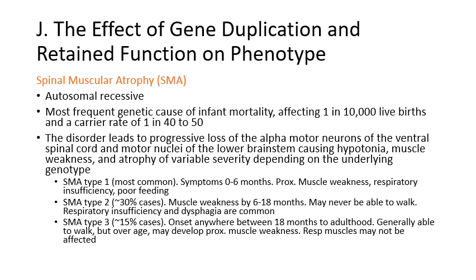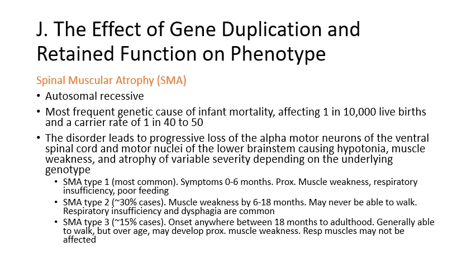The disorder leads to progressive loss of the alpha motor neurons of the ventral spinal cord, as well as the motor nuclei of the lower brainstem. Therefore, the features are hypotonia, muscle weakness, and atrophy of variable severity depending on the underlying genotype. There are 3 main types, SMA 1, 2, and 3.